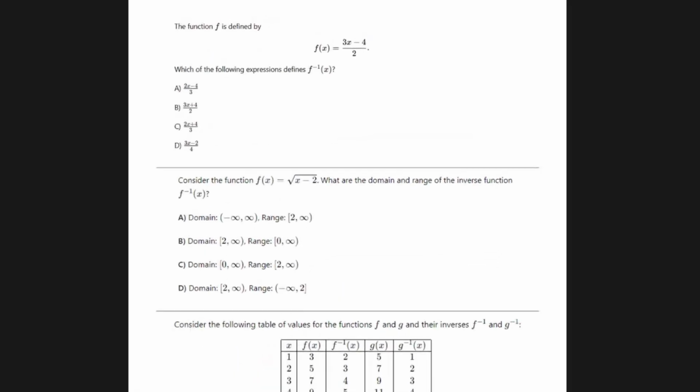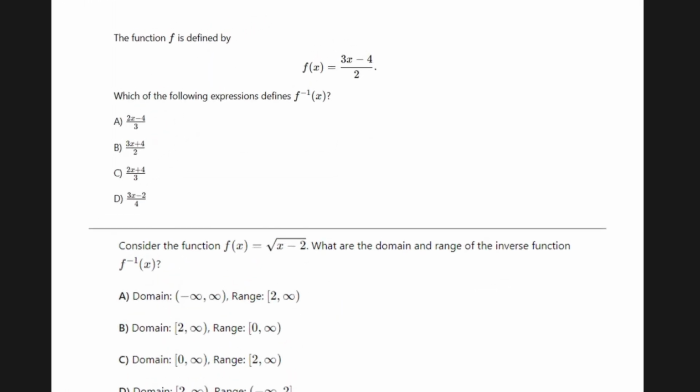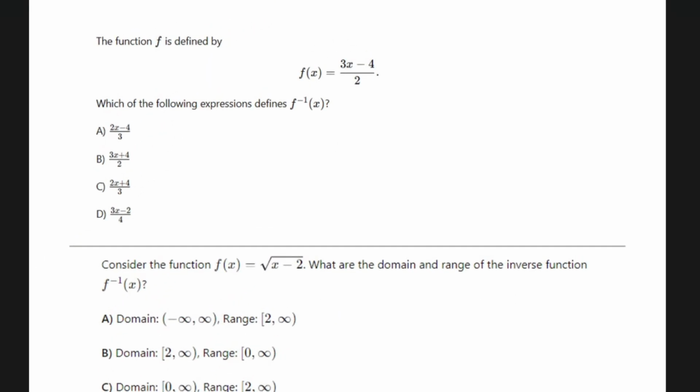All right, last page. The function f is defined by f of x equals 3x minus 4 over 2. Which of the following is its inverse? Well, this is just a very straightforward inverse. So change the f of x to a y equals 3x minus 4 over 2. Swap the x and the y. So x equals 3y minus 4 over 2. Multiply both sides by 2. Cross out the 2 on the bottom.